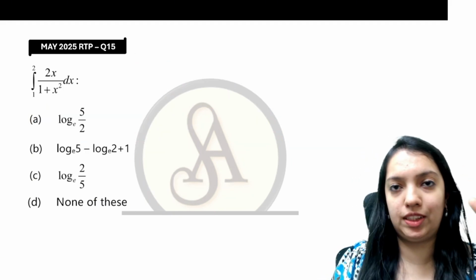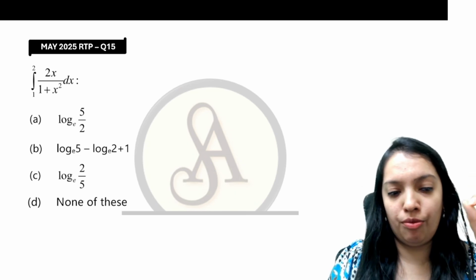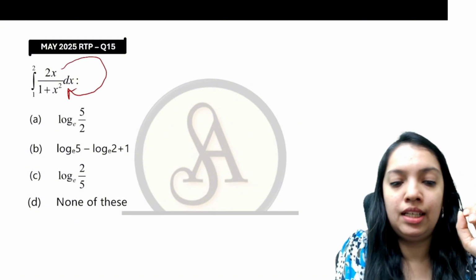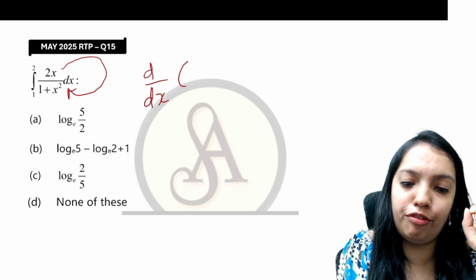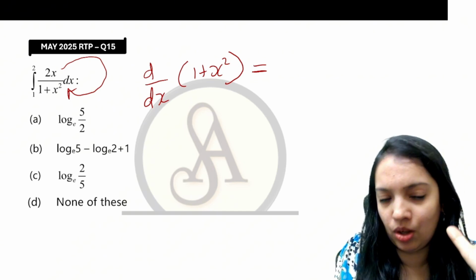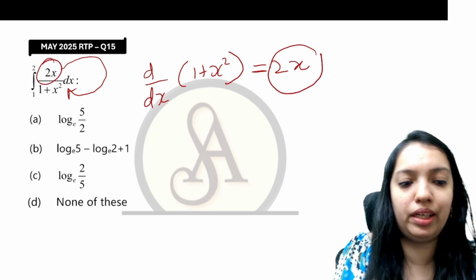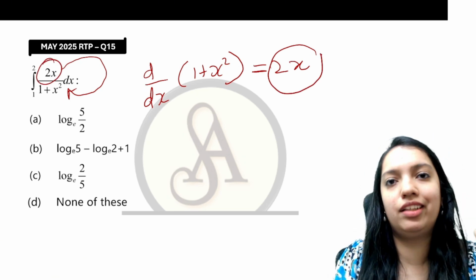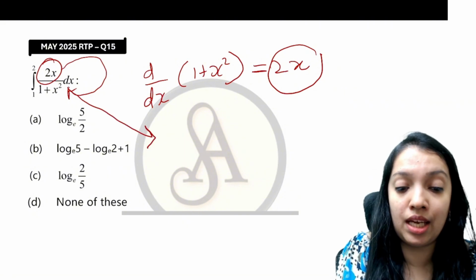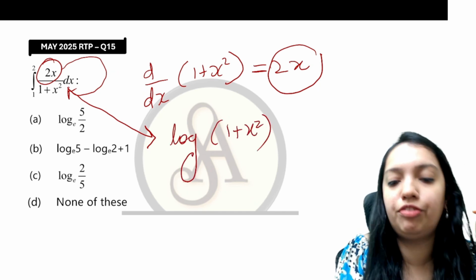We call this type of question definite integrals, and in general integration, whenever we see that the numerator is the derivative of the denominator, say the derivative of 1 plus x square, I get the value: derivative of 1 is 0, derivative of x square is equal to 2x, and this is my numerator part. So whenever the numerator is the derivative of the denominator, your answer for integration will be log of the denominator. This is the final answer.